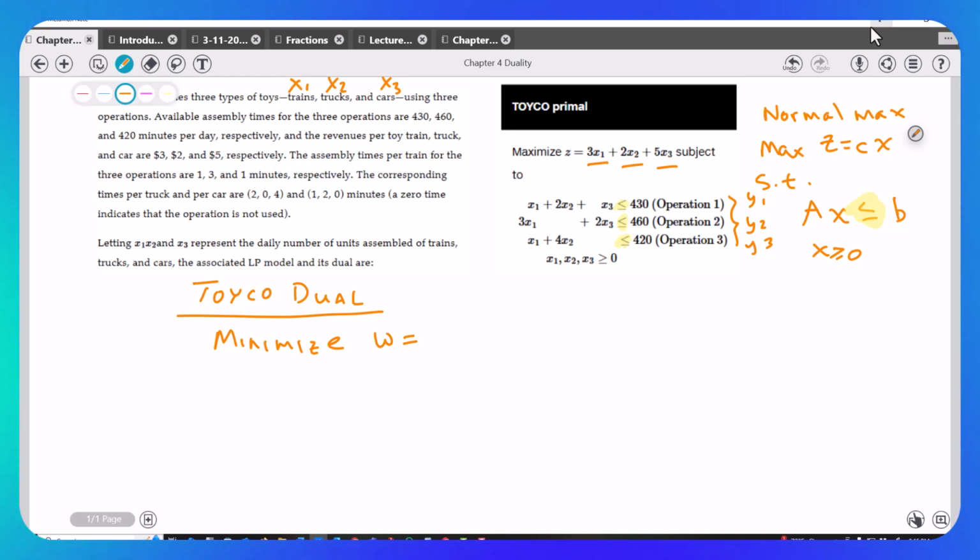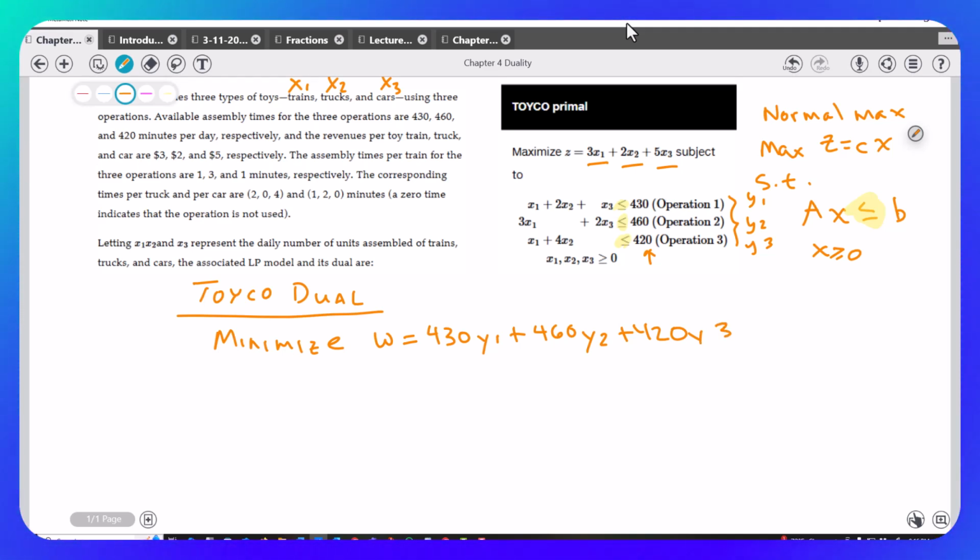And then notice that the right-hand side values become our objective function. So we'll have 430y1 plus 460y2 plus 420y3.